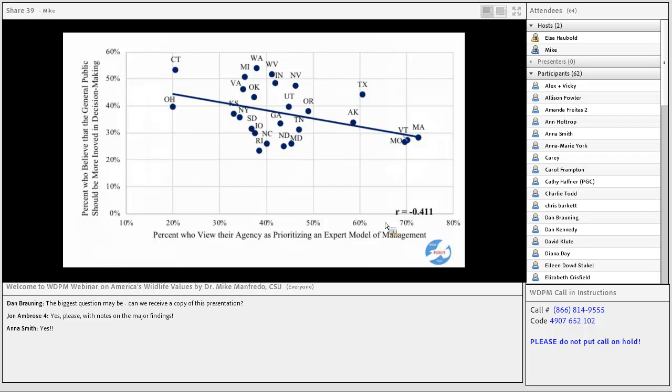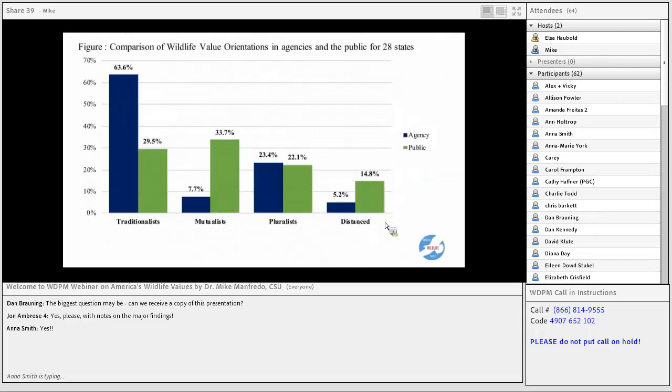This was also interesting, the percent that believe the general public should be more involved in decision making. As you probably would expect, the clientele model had a higher percentage of people that felt that way, which would be like Connecticut and Ohio. And the agencies that were more of the expert model were less likely to feel that the general public should be involved in decision making.